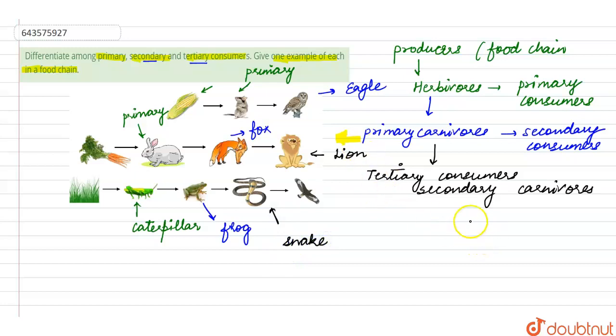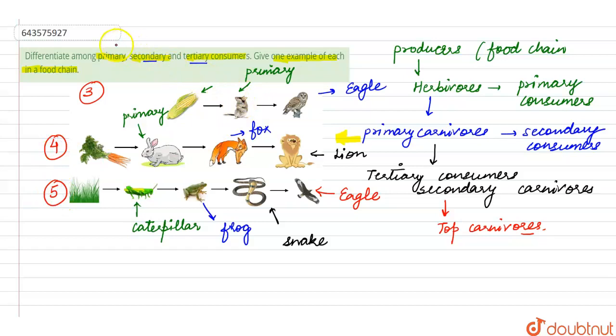But in most food chains, if they are long enough, there is a top carnivore also present. In the food chains shown here, we can see the eagle is the top carnivore. So we have shown a 3-step food chain, a 4-step food chain and a 5-step food chain explaining the primary, secondary and tertiary consumers. This is all about this query.